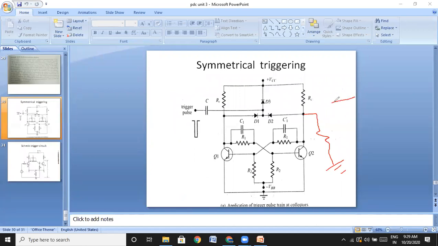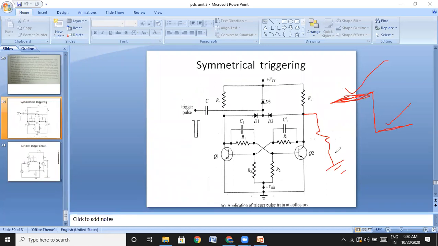If you want to apply triggering first, it will be maintained at only one state. When you apply triggering, then only it goes to zero. If you apply one, it will remain at the same state. And when you apply triggering, it goes to zero and will maintain at this state only. It won't change its state, because the bistable multivibrator has two stable states.